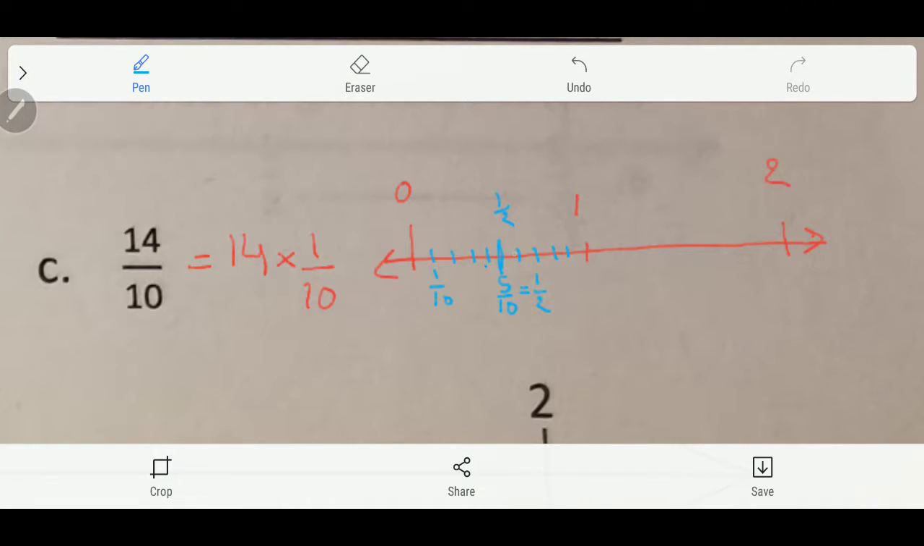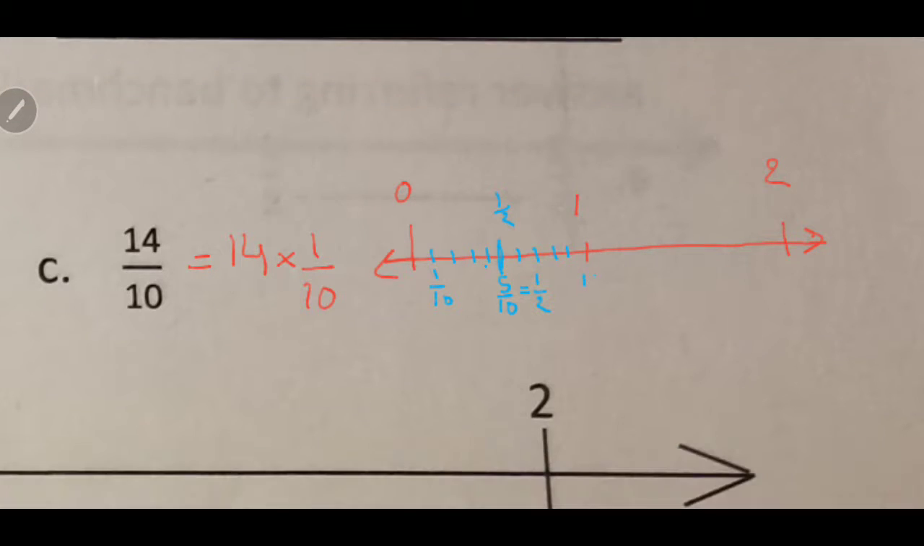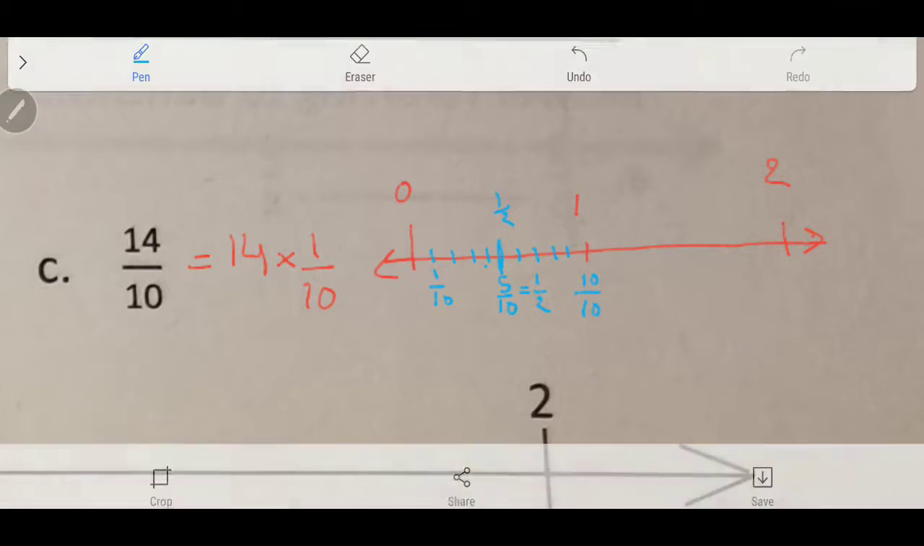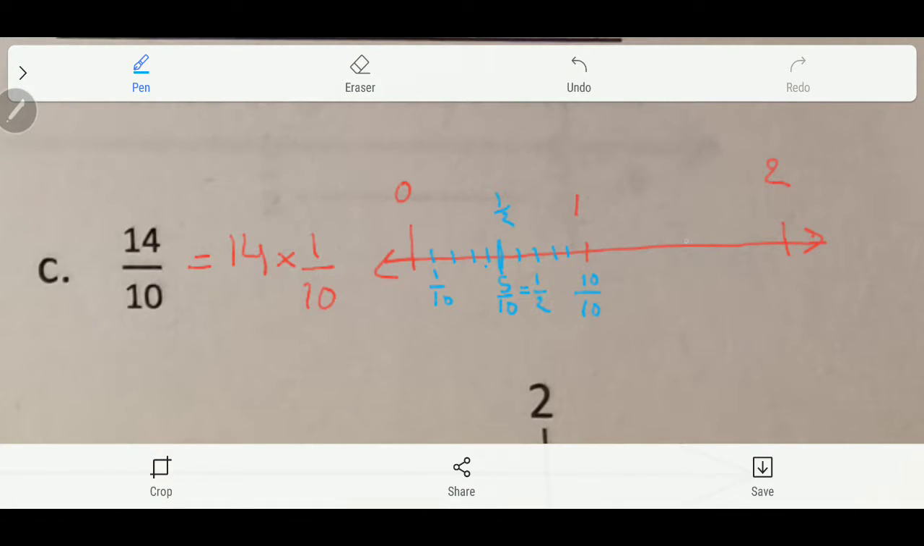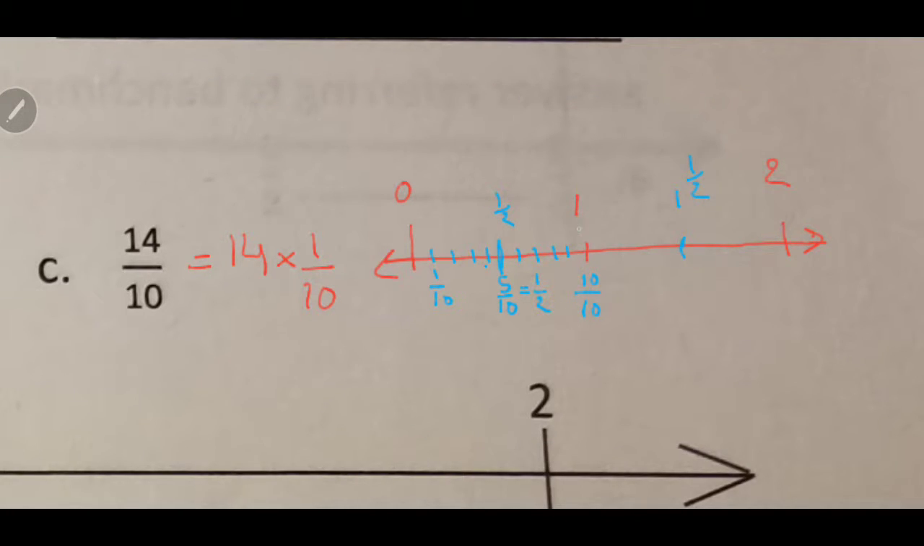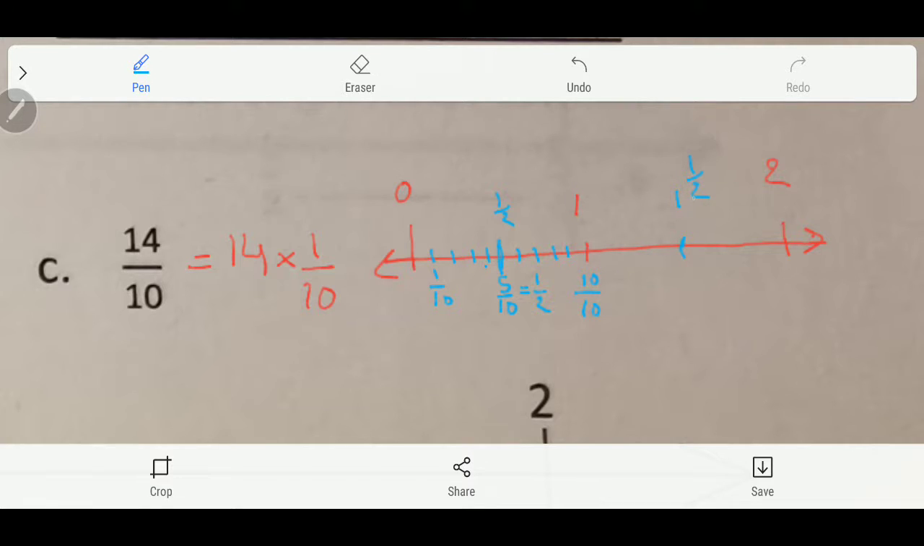And then this is 6/10, right? 5/10, 6/10, 7/10, 8/10, 9/10, 10/10. What's 10/10? 10/10 is 1. And then we're gonna go again. This is half, 1 and 1/2, right? And then 2. Okay, so we're gonna continue counting by tenths.